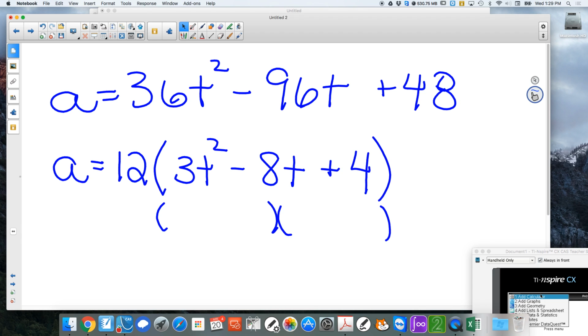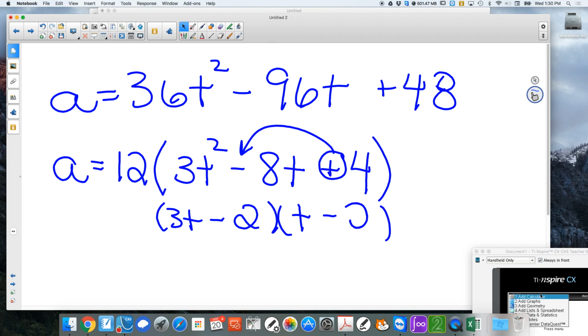I'm going to have a 3t and a t. This is positive, so both signs are negative. Now I need the factors of 4 that are going to combine together to give me that negative 8. Because I'm adding, I don't want a really big number over here. How about 1 here and 4 here? No, that won't do it. How about, oh, I got it. 2 and 2.